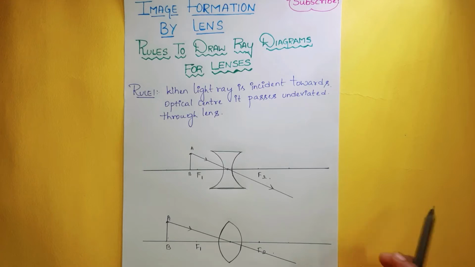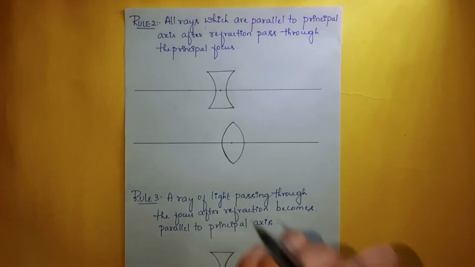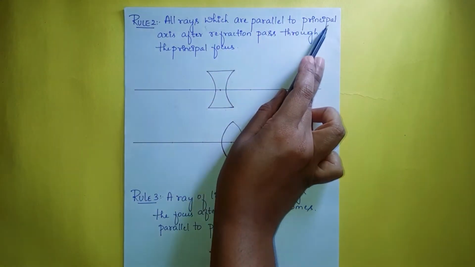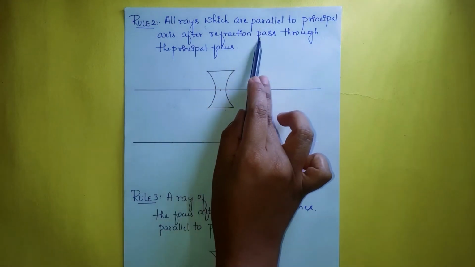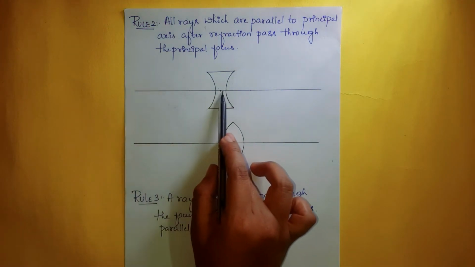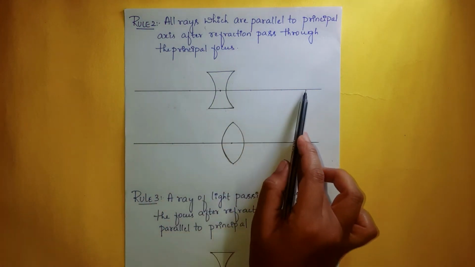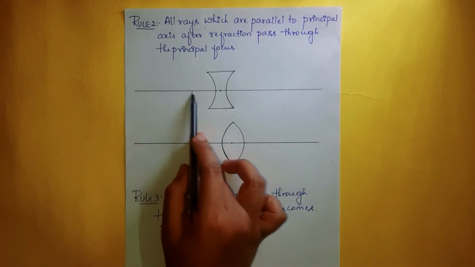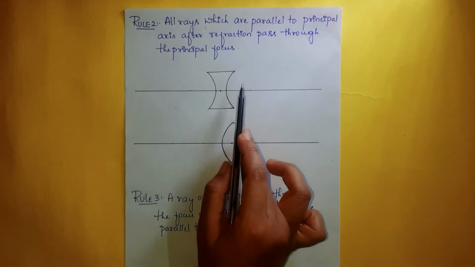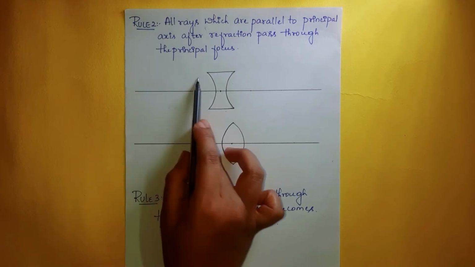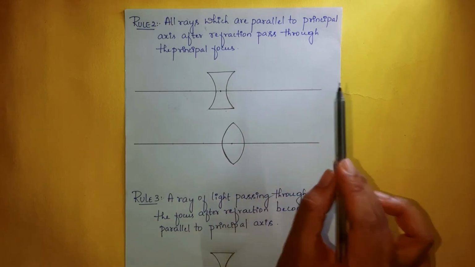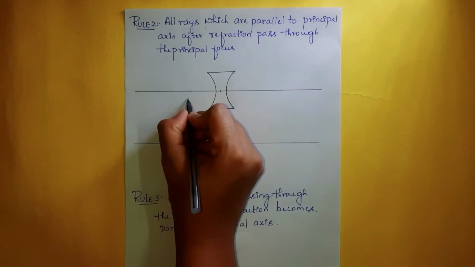Now we shall move on to rule number 2. Here is rule number 2: all rays which are parallel to the principal axis, after refraction, pass through the principal focus. As you all know, this horizontal line which passes through the optic center is called the principal axis. Rule 2 states that all the rays which are parallel to the principal axis after refraction pass through the principal focus. First I'll mark the focus points.